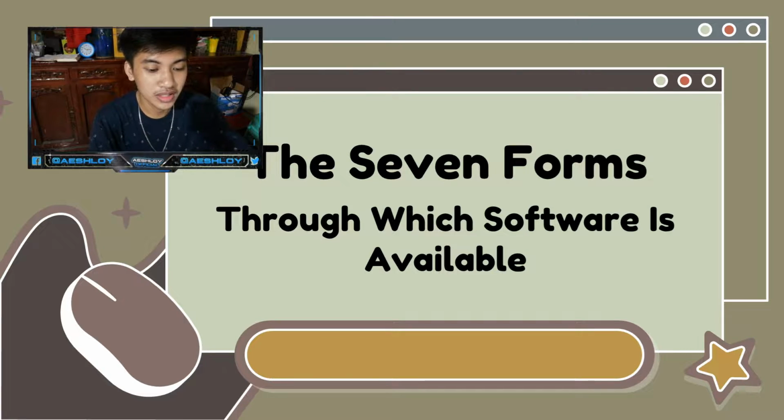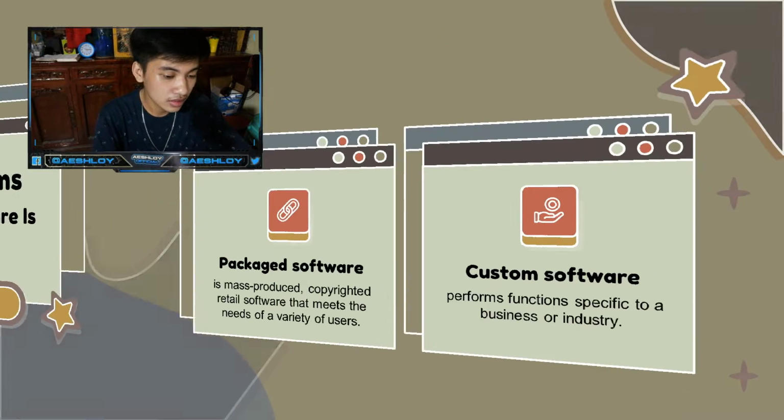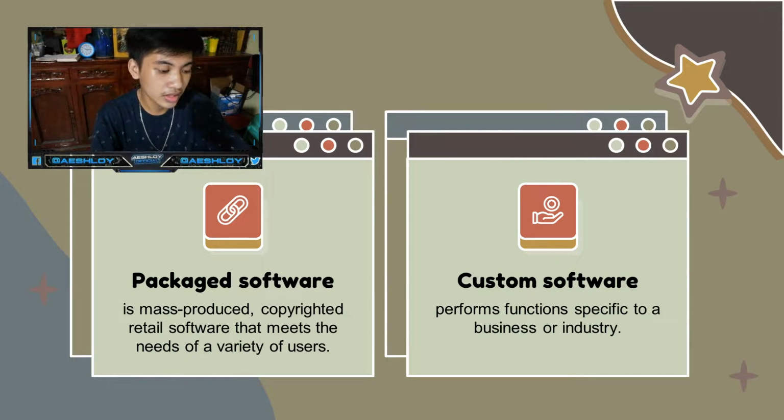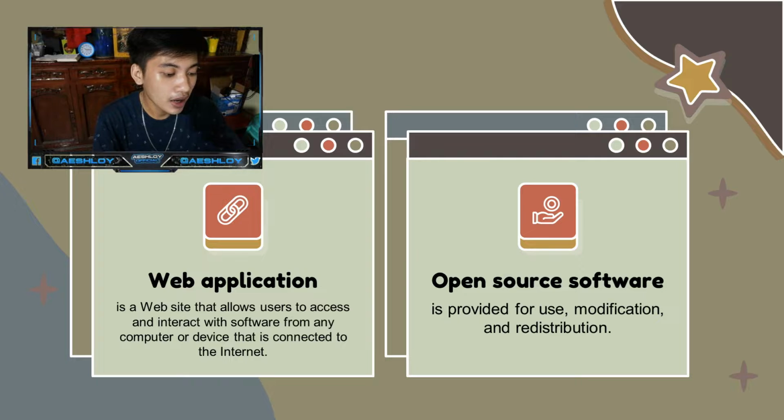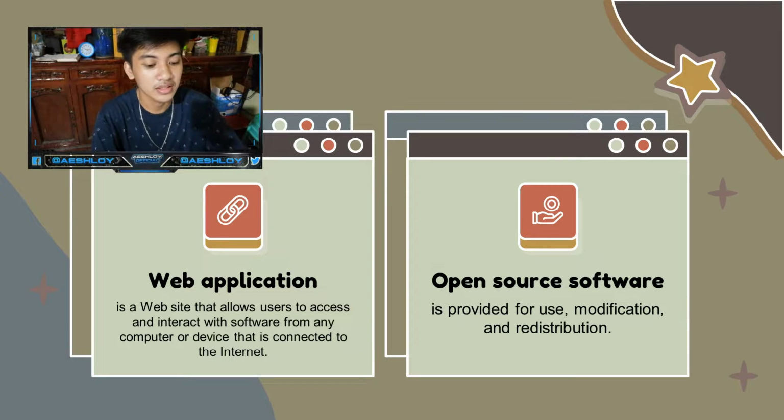So now let us move on to the 7 forms through which software is available. Number 1 is the package software. It's mass-produced copyrighted retail software that meets the needs of a variety of users. Then the next one is the custom software. It performs functions specific to a business or industry. The next one is the web application. It's a website that allows users to access and interact with software from any computer or device that is connected to the internet.